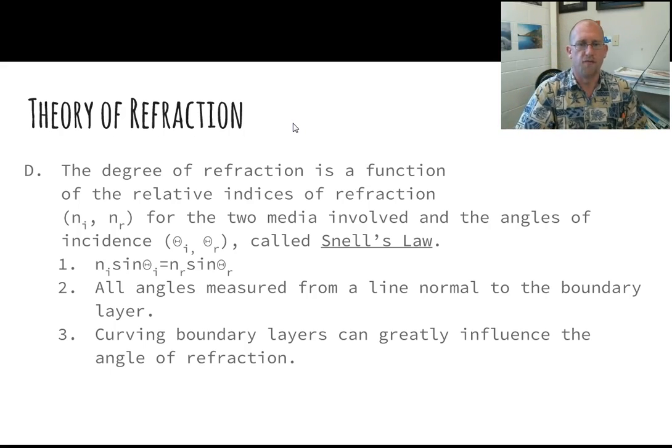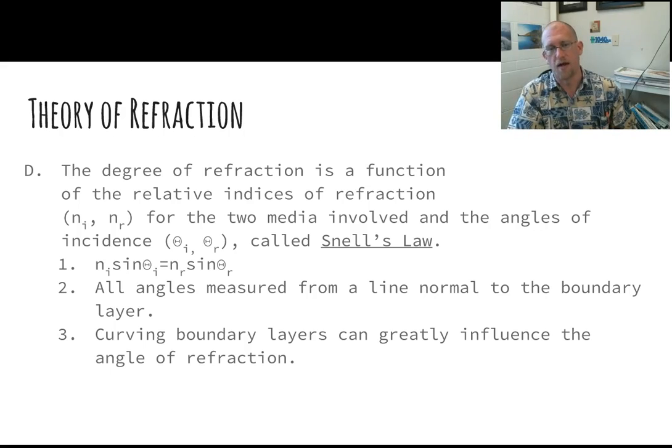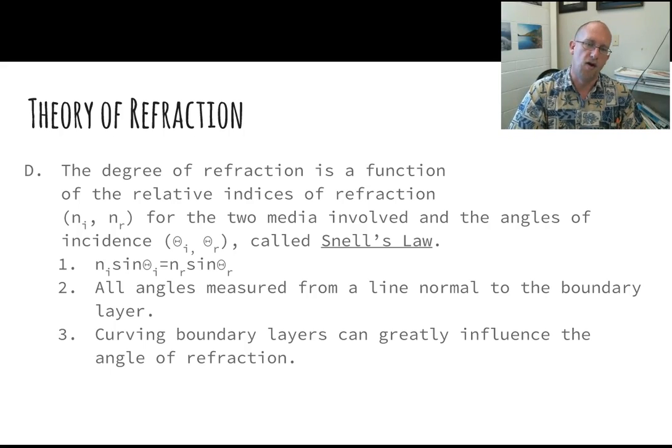Okay, so the degree of refraction is a function of the relative indices of refraction, n sub I, the medium of incidence, where it's traveling first, and then n sub r, the index of refraction of the refracting material, the thing it hits second, for the two media involved, and the angles. Theta I is the angle of incidence, again from a normal line, and then theta r is the angle of refraction from that same normal line, but now in the opposite quadrant. You'll see a picture in a minute, it'll make sense.